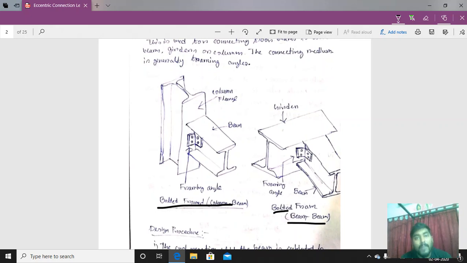In case of the column beam connection, this is the connecting beam. It is connected with the column flange. It is called frame connection, column beam connection. The beam is connected with the column flange.